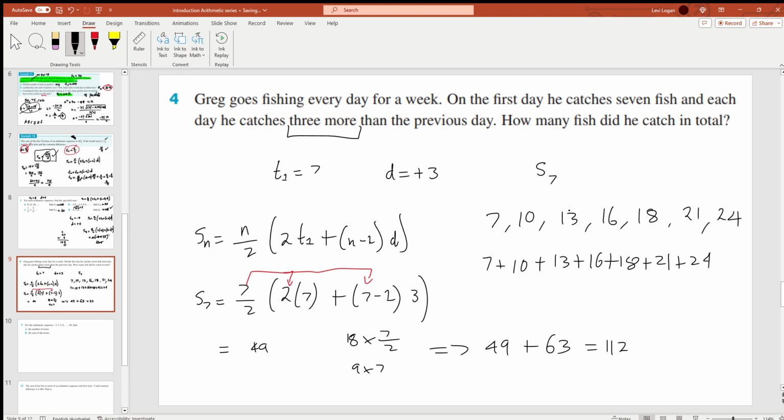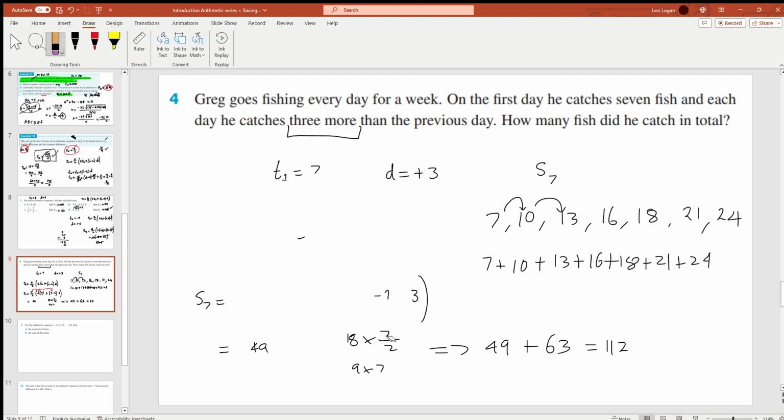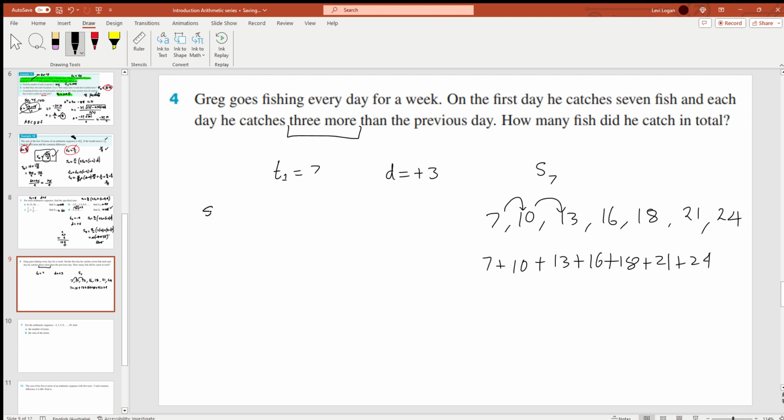On the first day, he catches 7 fish, and each day he catches 3 more than the previous day. Yep. Okay, so we've made an error with our algebra somewhere here. So let's double check for that. So the difference is still positive 3. So S of n is n on 2, 2 times T of 1 plus n minus 1 times d. S of 7, 7 on 2, 2 times 7 plus 7 minus 1 times 3.